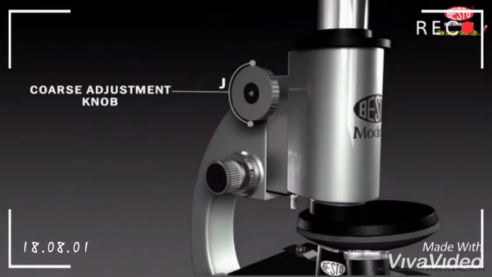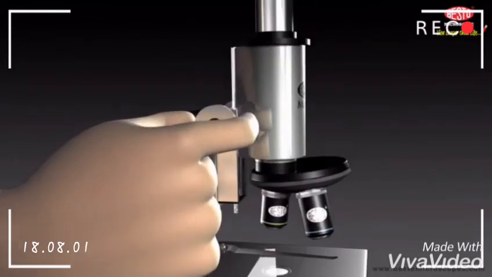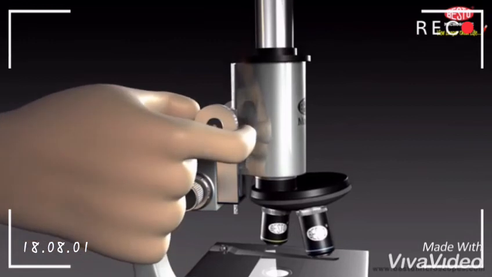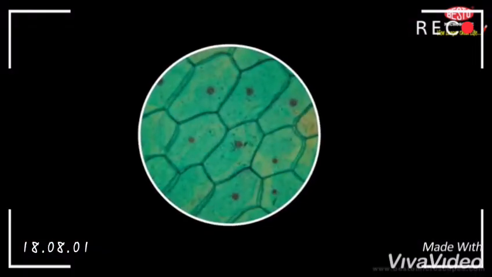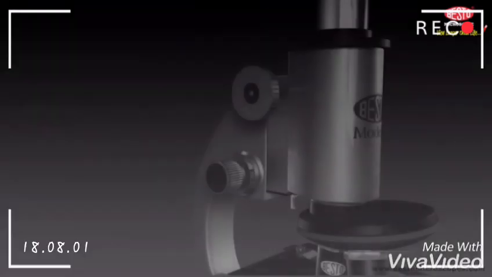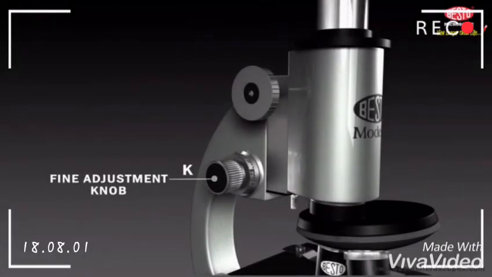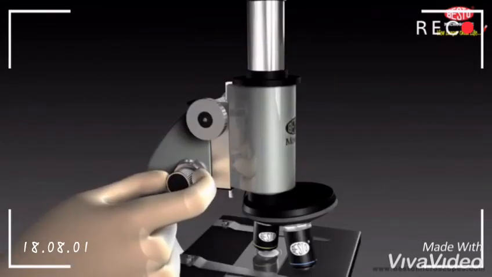The coarse adjustment knob is the large knob used to adjust the position of the body tube, allowing you to quickly bring your sample slide into view. The fine adjustment knob is the small knob used to change the position of the body tube by making small adjustments to the focus of your sample.